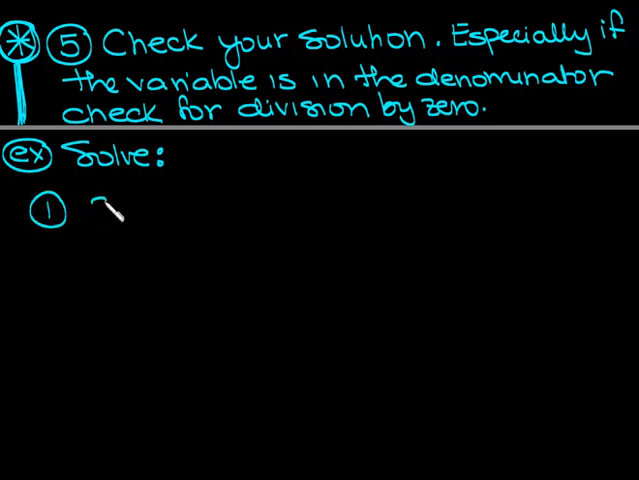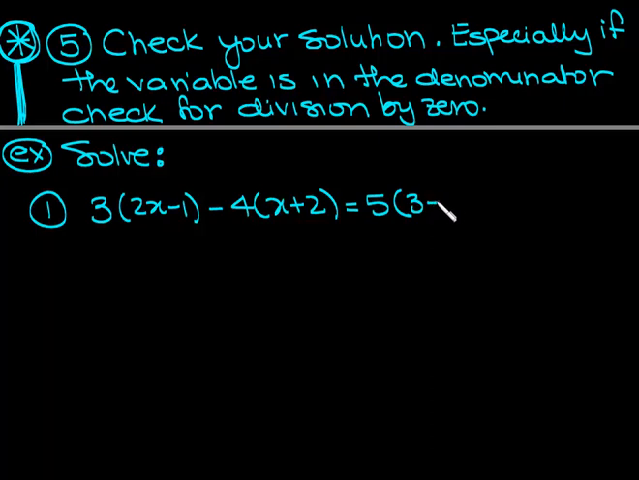So let's look at the first problem. Let's say I have 3 times (2x minus 1) minus 4 times (x plus 2) is equal to 5 times (3 minus x). So I want to solve this equation for x. Let's do that. The first thing is get rid of all my parentheses. So I'm going to go ahead and distribute here.